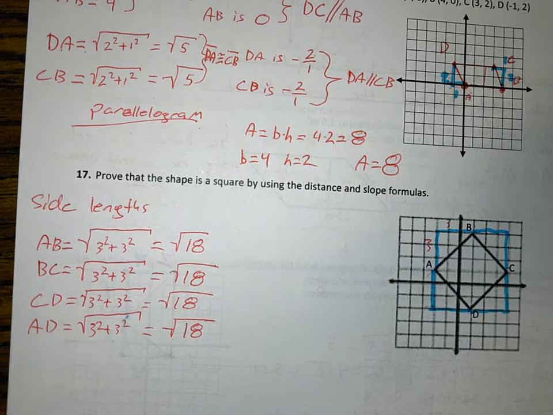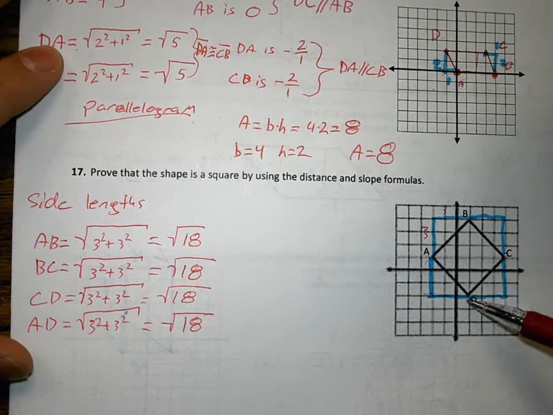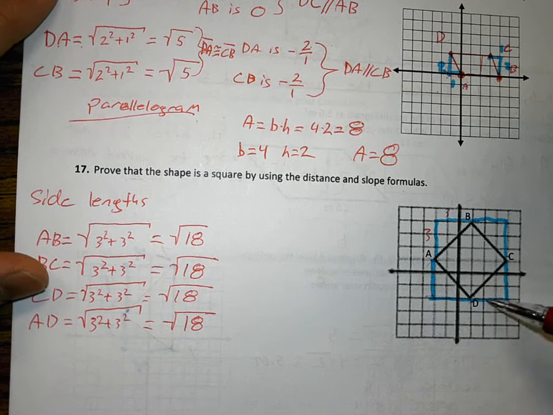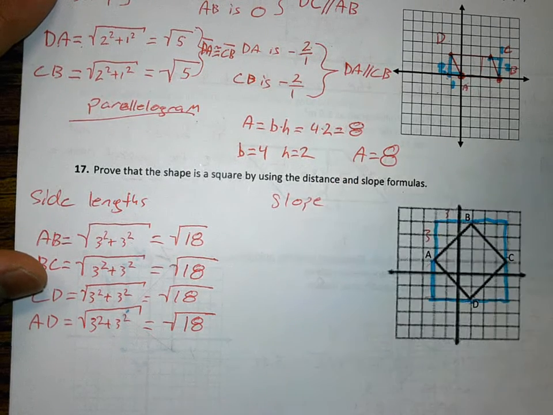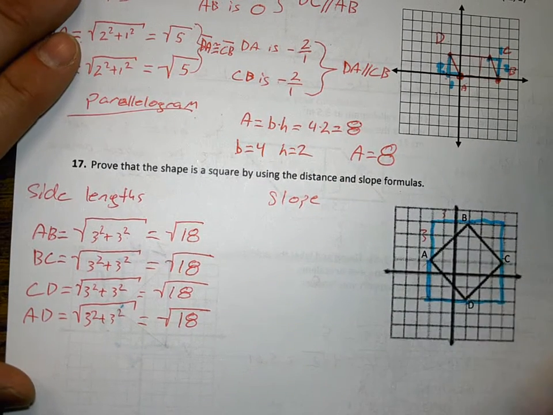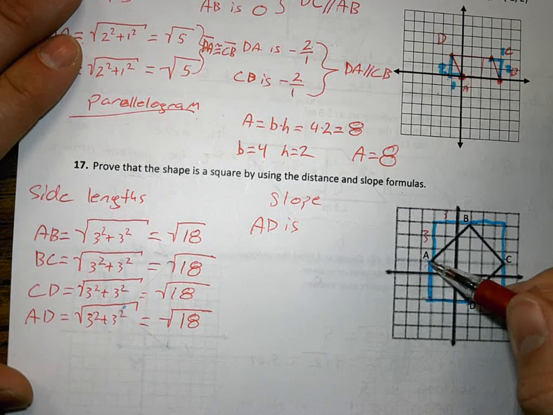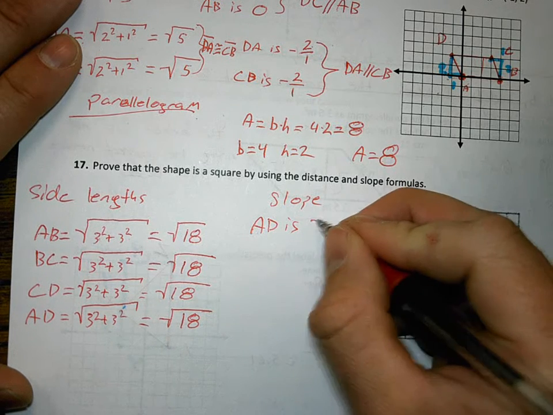Okay, to be a square, what else has to happen? 90-degree angles, which means my slopes must be opposite reciprocals. So we need to find the slope of AD, then the slope of DC. The slope of AD is down 3, right 3. Negative 3 over 3.